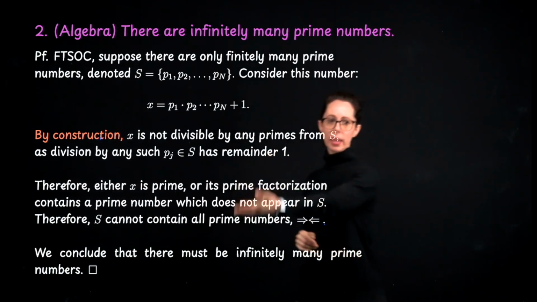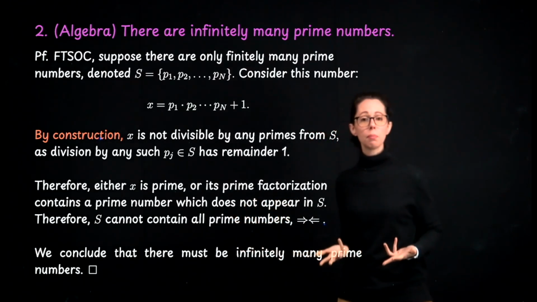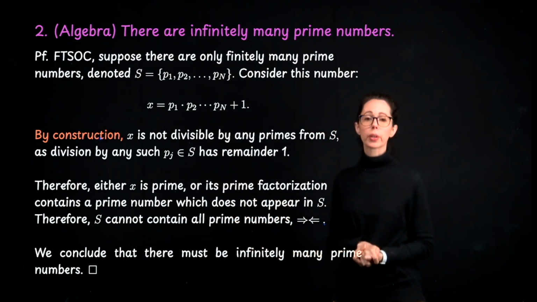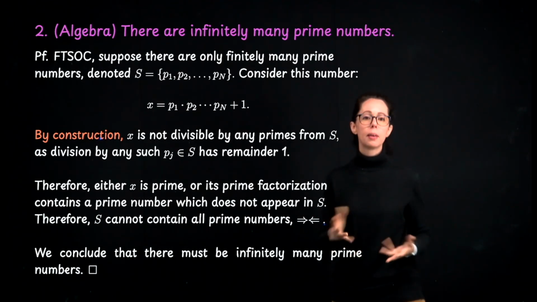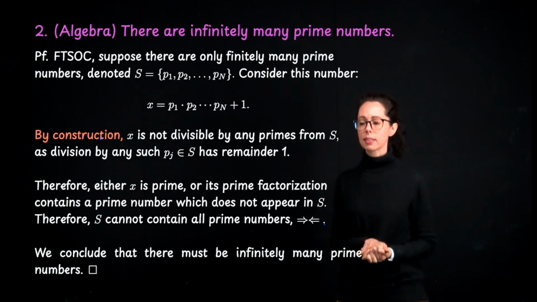Okay, and then I covered the two cases. Either X is itself prime or its prime factorization would have to include a prime not from S. I think we've already talked through that. So here you can just see me writing out those ideas.